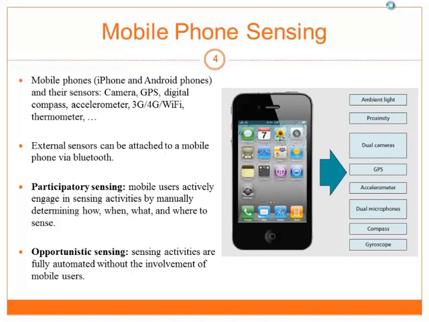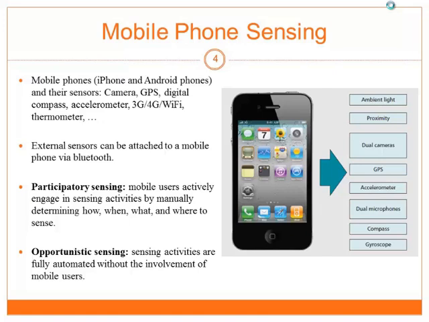There are usually two kinds of mobile phone sensing paradigms. The first one we call participatory sensing. In this scenario, the mobile user actively engages in all the sensing activity, or in other words, the mobile users manually determine when, where, what, and how to sense.